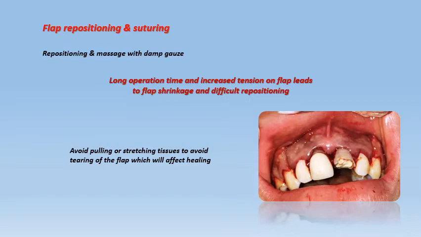The second one is the retraction force. You should not retract the tissues forcefully, or else they will be torn, or the blood supply may be cut off, and the repositioning will be very, very bad. The flap will shrink and will not return to its original position. Avoid stretching, avoid pulling, and as we said, as much as we can, keep operation time short.